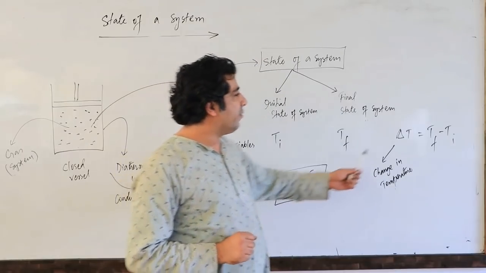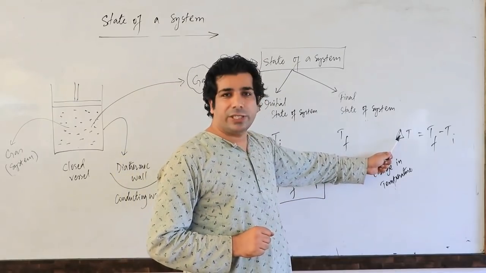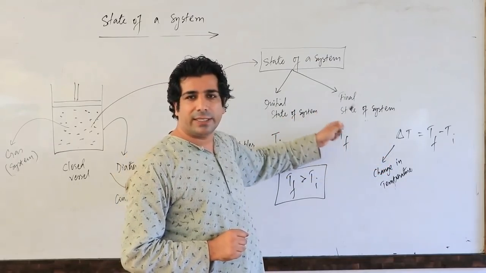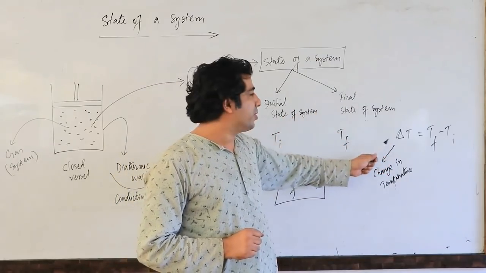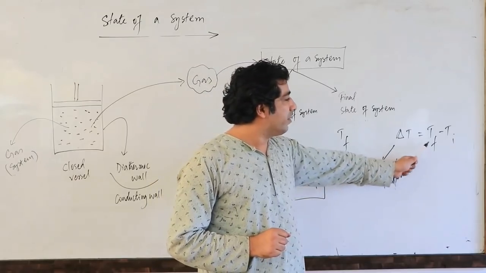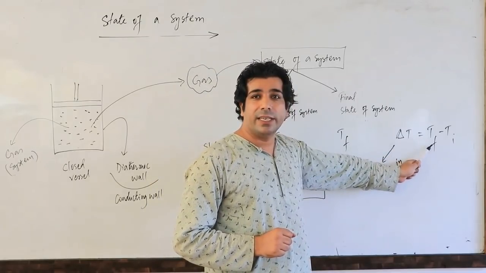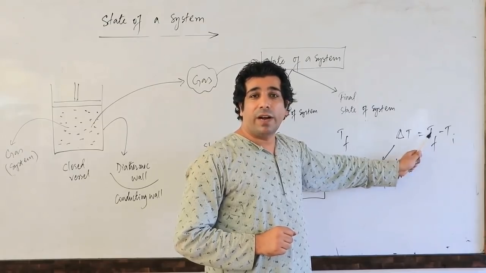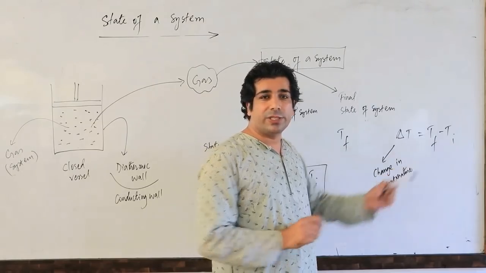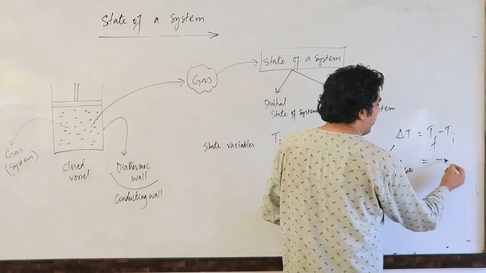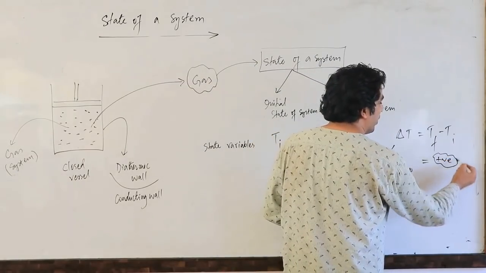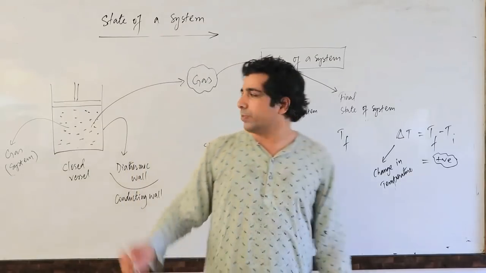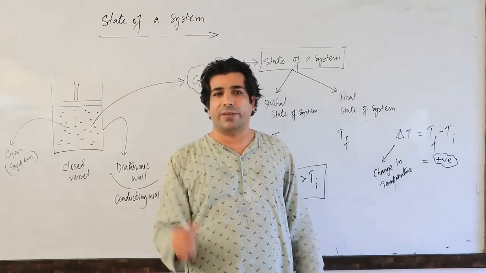So finally, if we talk about the change in temperature, when the system goes from initial state to final state, there is a change in temperature and that change in temperature will be given by Tf minus Ti. And here we will have a positive value because we know that the final temperature is greater than the initial temperature. So this change will be positive here. Positive describes that the temperature of this particular system has increased, my dear friends.